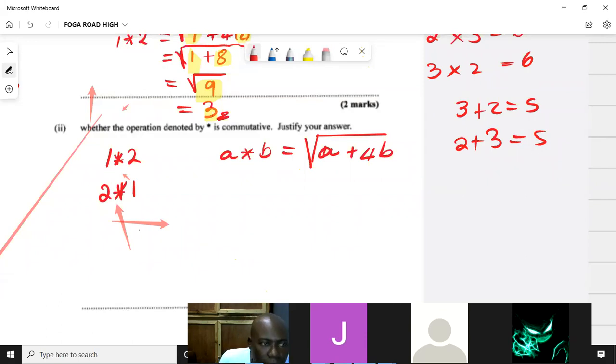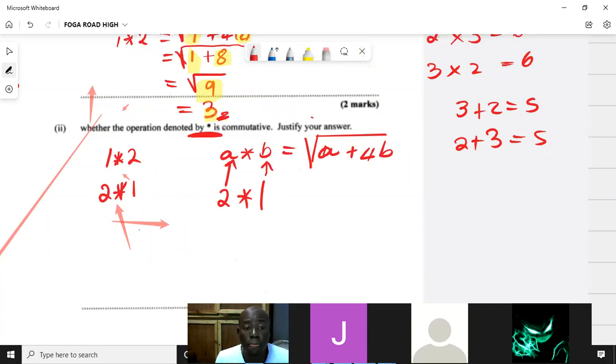So we want to answer them. You have to answer them to get the mark. Justify your answer. Your justification is your working out. So watch this. We're going to do 2 asterisk 1. So we're doing it the other way around. In this case, you could see that 2 is A and B is 1.